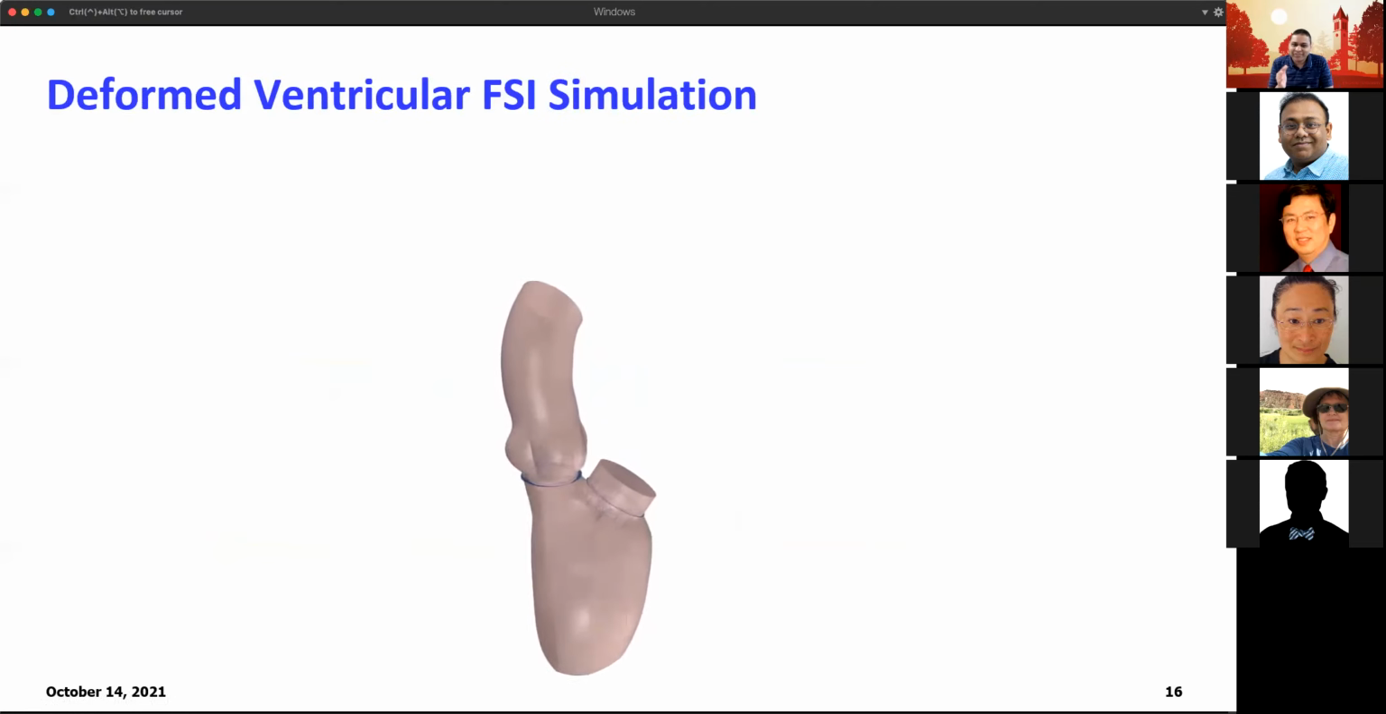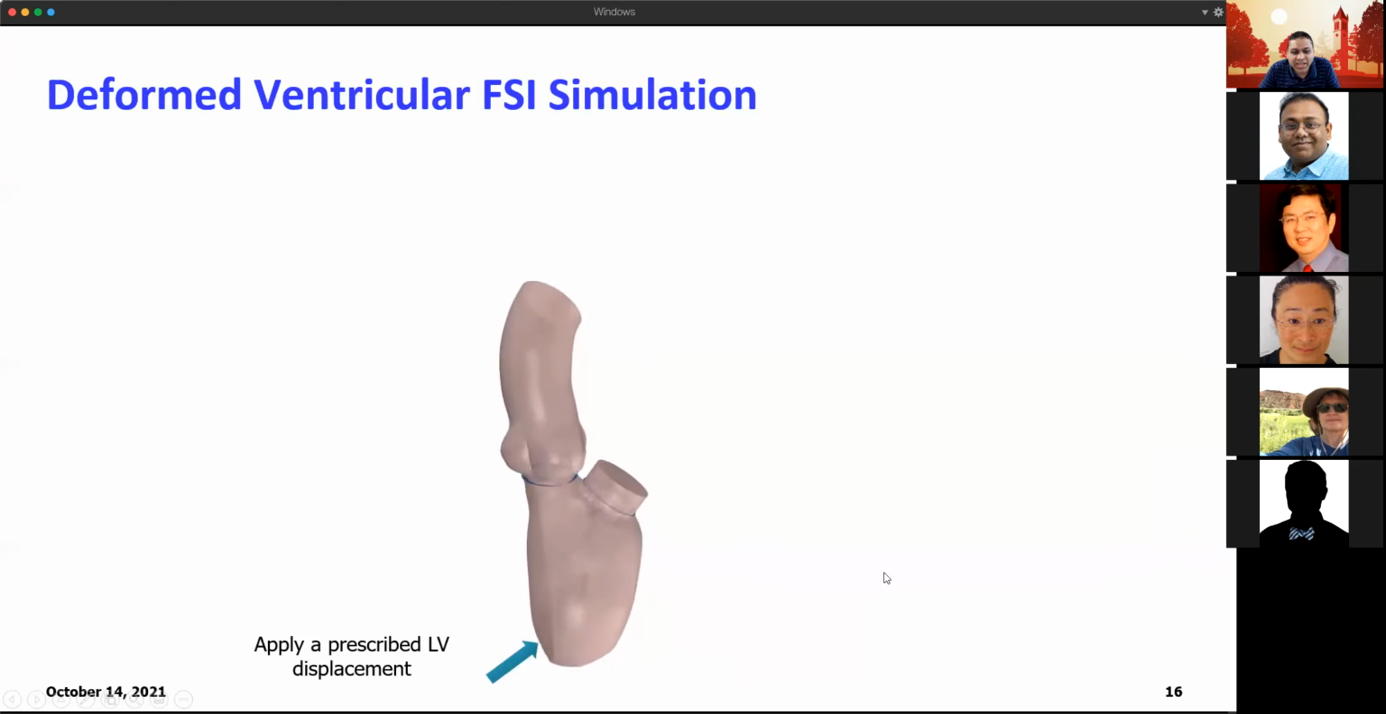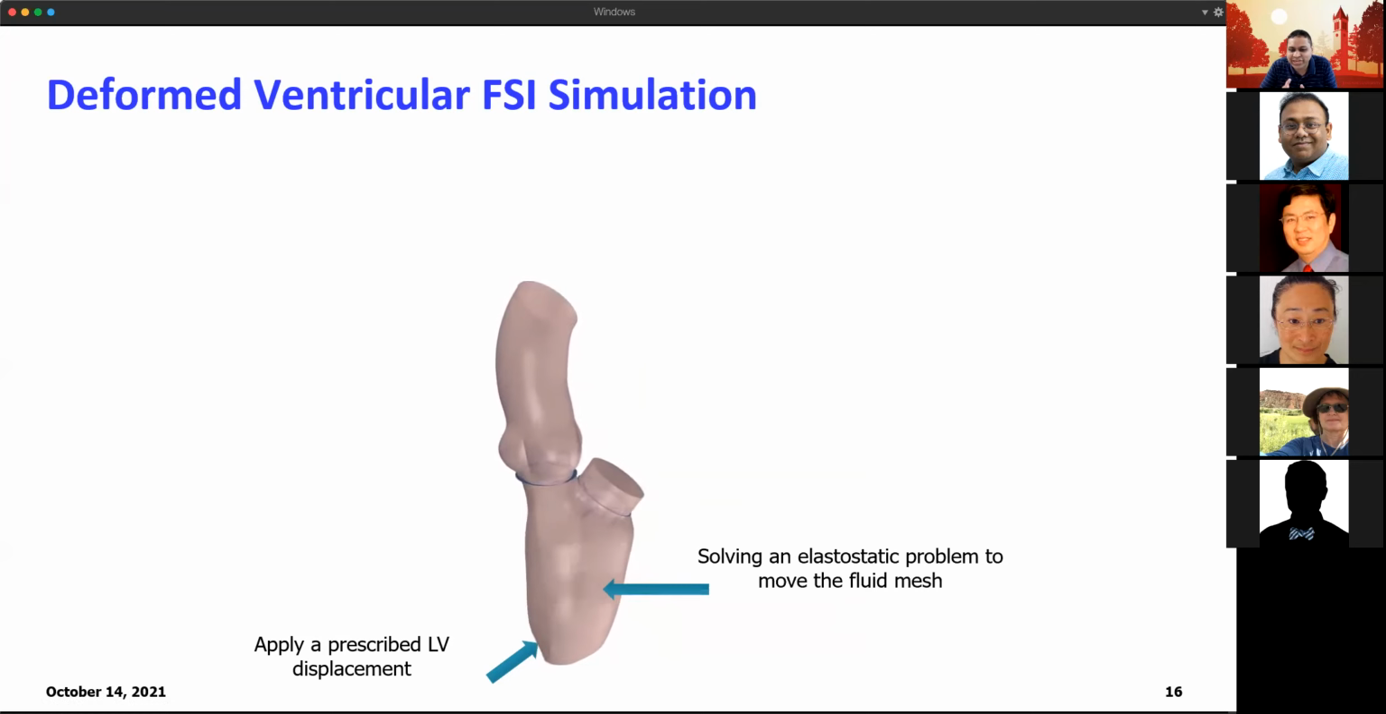So now that we have the heart walls moving, we also want to model how the blood flow inside the heart happens. For that, this is a collaboration with a colleague of mine, Ming-Chen Xu, and he does the fluid simulations and also the coupling with the valves. So what we do is we take the heart model or the movement of the heart left ventricle here. We then apply a prescribed displacement and solve what you call an electrostatic problem to solve the fluid mesh, how the fluid mesh can change.